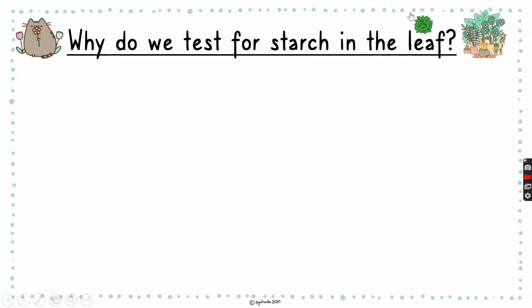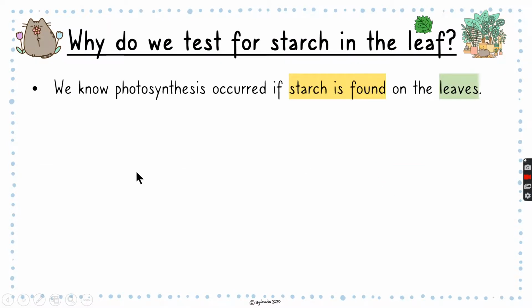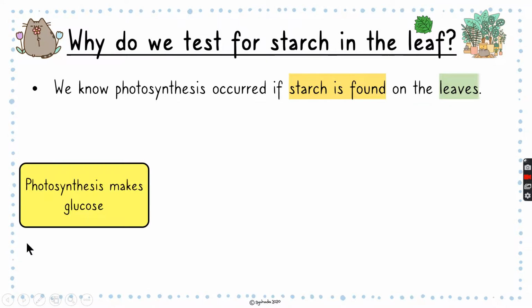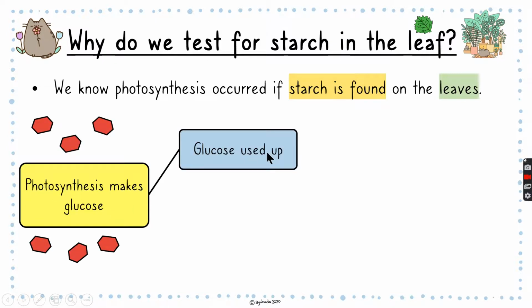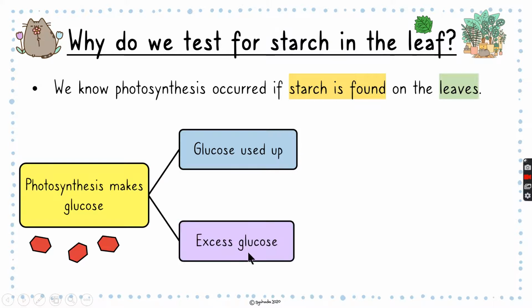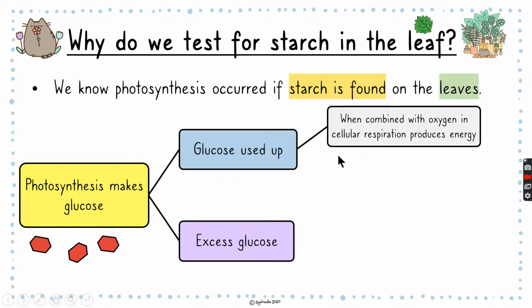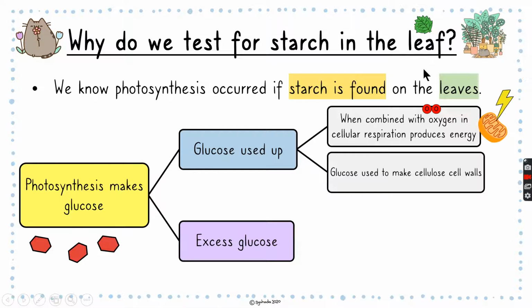But why do we test for starch in the leaf in the first place? We know that photosynthesis occurs if starch is found in the leaves. What happens is that after photosynthesis makes glucose, the glucose can either be used up or there's excess. Once glucose is used up, it can be combined with oxygen during cellular respiration to make energy. And that energy can be used to make the cellulose cell wall.